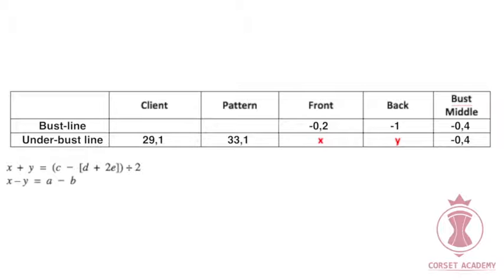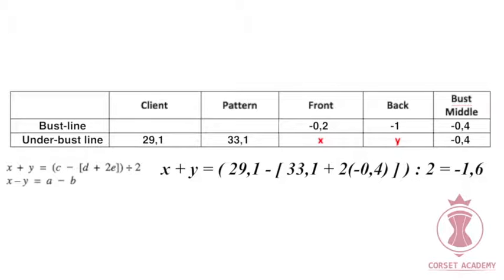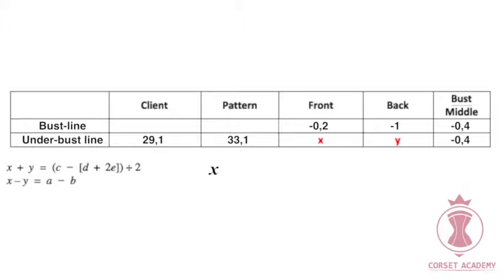As a next step, I substitute existing values from the table into the formula. It is very important to substitute a gain value with a minus sign if it is negative and with a plus sign if it's positive. X plus Y equals 29.1 minus 33.1 plus 2 times minus 0.4, divided by 2, equals minus 1.6. X minus Y equals minus 0.2 minus minus 1 equals 0.8. X plus Y equals minus 1.6. X minus Y equals 0.8.